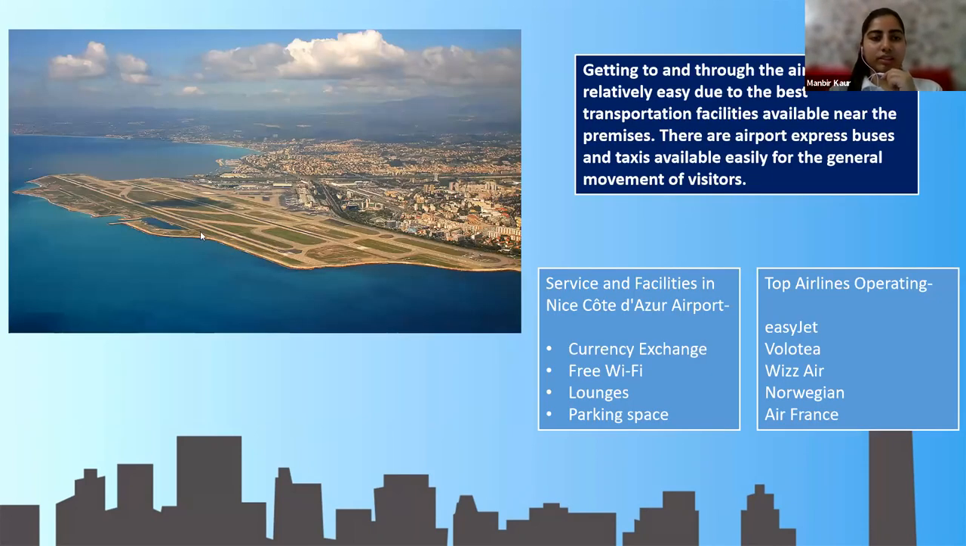So you can see it as this airport lies at the amazing view of the seaside. So getting to and through the airport is relatively easy due to the best transportation facilities which are available near the premises. So there are airport express buses and taxis available easily for the general movement of visitors.